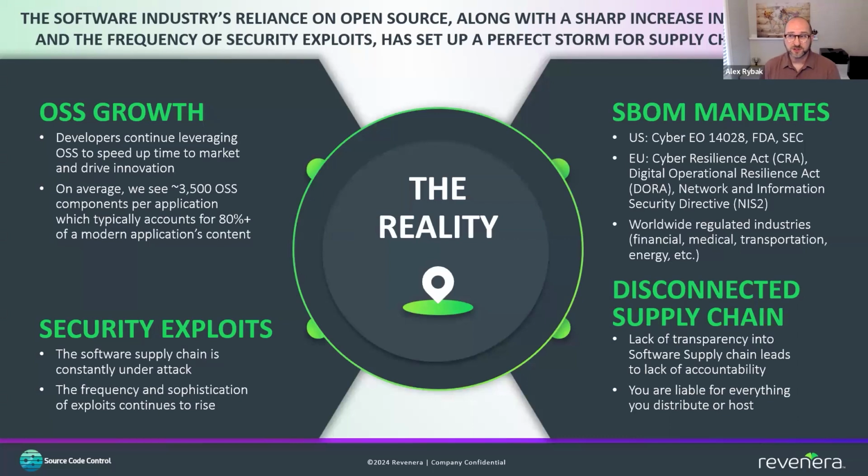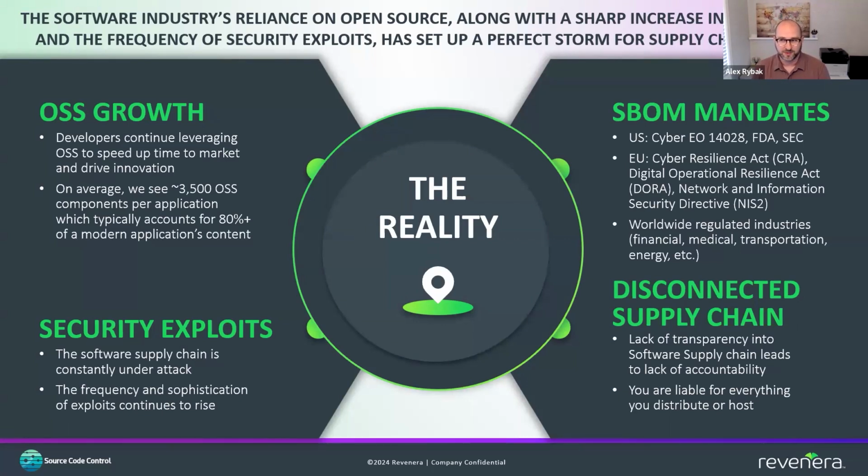As far as open source growth goes, we continue to see developers leveraging open source to get to market faster, to drive innovation, to not waste their time on implementing constrained functionality and really spend their time on implementing innovation and secret sauce for their companies. We have a services practice as part of Revenera, and on average, we're now seeing about 3,500 pieces of open source, third-party and commercial applications in a typical modern application.